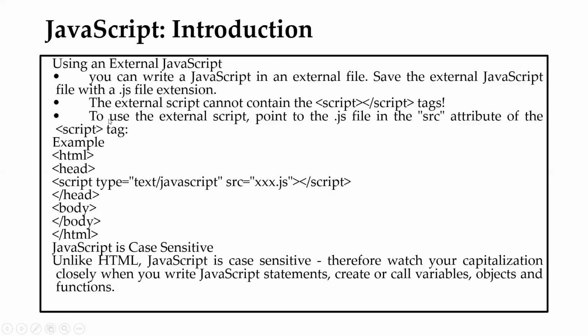So how do we use external JavaScript? We can write the JavaScript as an external file, save.js. The external JavaScript file cannot contain the script tags. Only the starting and ending script tags are used in the HTML document.